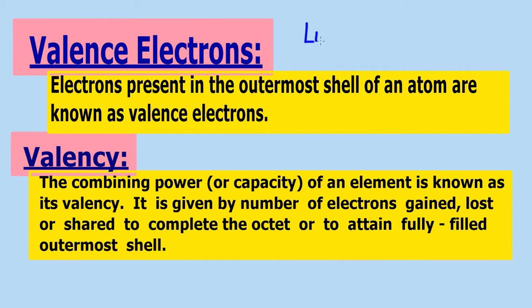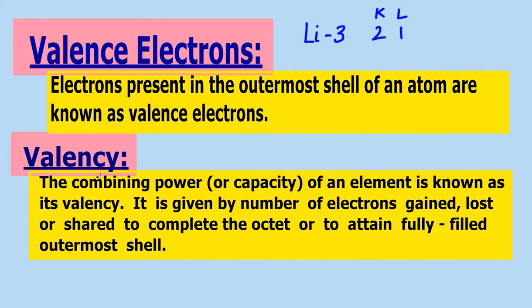Let's take the first example of the atom lithium. Its atomic number is 3. How are these electrons distributed in lithium? The K shell has 2 electrons and the L shell has 1 electron. So what is the number of valence electrons here? 1, because the outermost shell contains only 1 electron. So the number of valence electrons is 1 here.